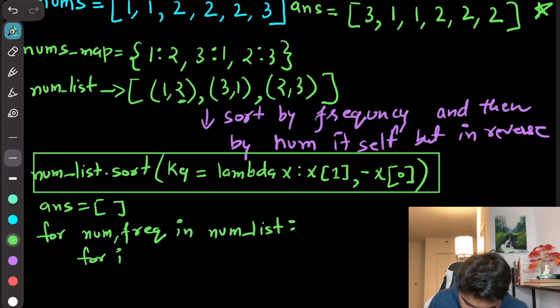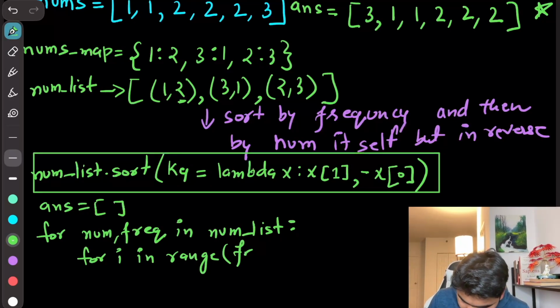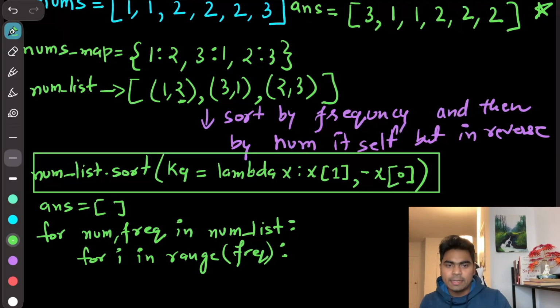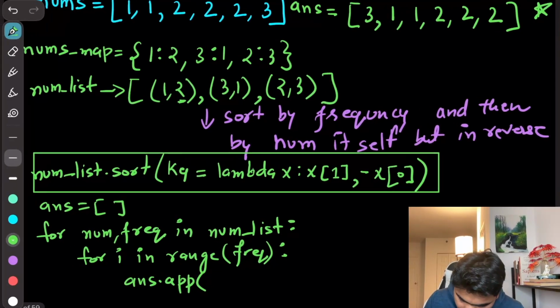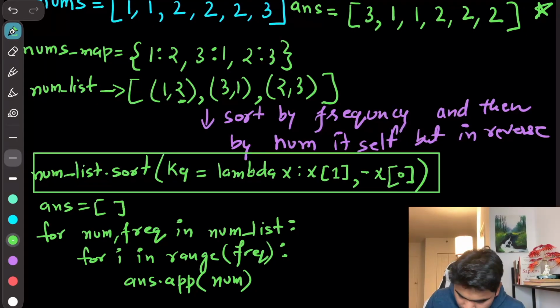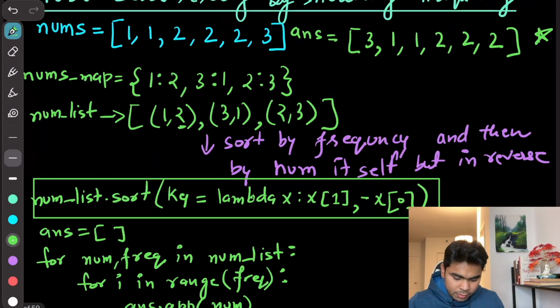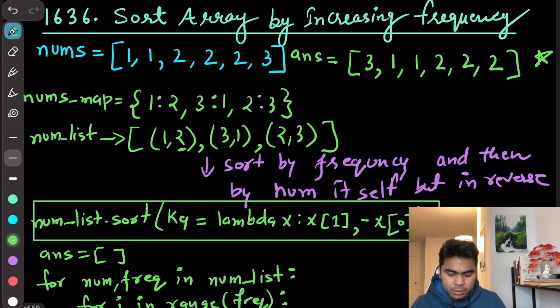So for i in range frequency, and I know it's nested, but this is like the simplest way of adding that number, frequency number of times, to my answer. So answer.append, and what you're appending? You're appending the num, and then you will finally return your answer. So that is it. That is our answer.